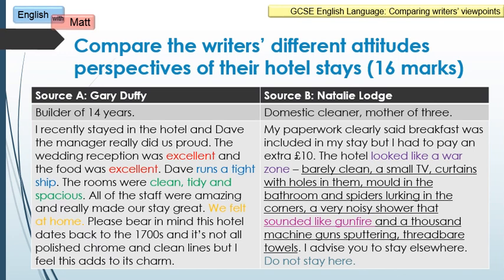So in terms of methods, again, we've got the repetition of excellent, we've got a list of 3, we've got a metaphor, Dave runs a tight ship, meaning that everything was kind of organised and tidy. We've got a short declarative sentence, we felt at home there, compared to a list in Natalie's extract with a couple of similes, and an imperative at the end, do not stay here, which is giving a very short instruction. So the methods are there even in a very short amount of text.